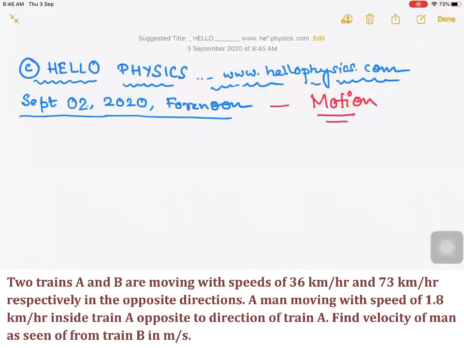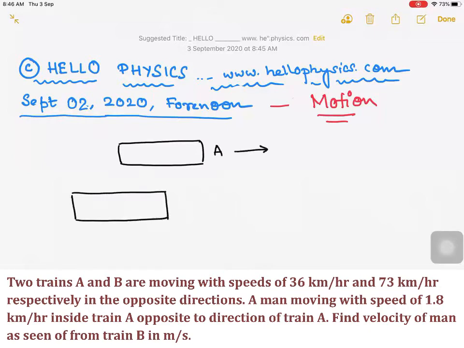So from the topic of motion on this particular session of JEE Mains, there was one particular problem. Let me explain the problem. The problem states that there are two trains which are moving in the opposite directions. Let me call this train A, which is moving, let's say, to the right with a velocity of 36 km per hour. And there is another train B, which is moving to the left, opposite direction, with a velocity of 72 km per hour.